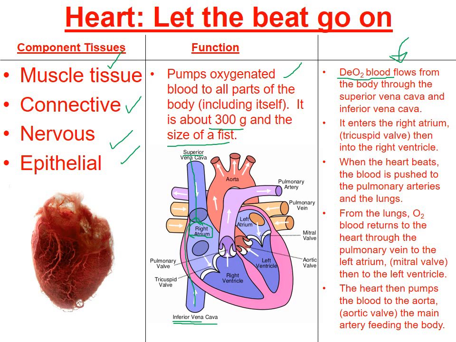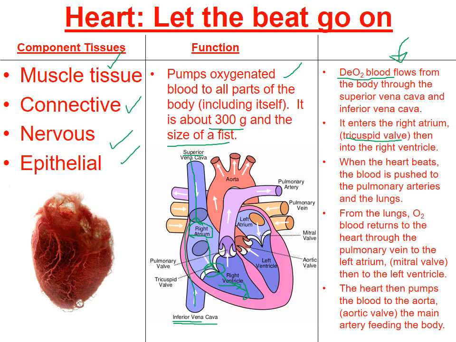Deoxygenated blood will enter the right side of the heart, and then it will go through this valve over here, like a little door that opens and shuts so that the blood goes one direction only, into the right ventricle. The first valve that it enters is called the tricuspid valve. Tricuspid valve, so you do need to know that name. And it goes into the right ventricle, which is this ventricle over here.